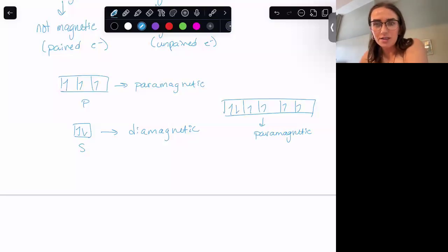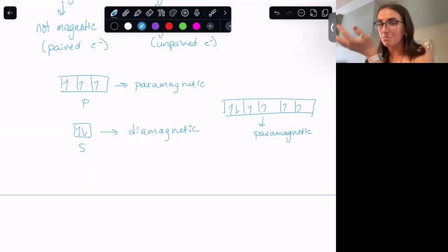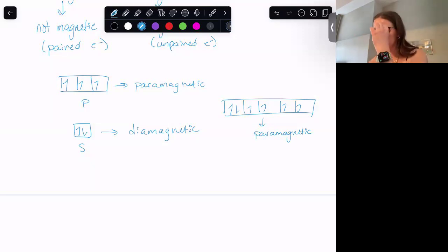Anytime you have unpaired electrons, it will be slightly paramagnetic. It just depends on the extent of paramagneticity, if that's a word. If it has 5 unpaired electrons, that's going to be more paramagnetic than if it only has 4. And if it only has 3, then it's going to be less paramagnetic. So if you see any sort of unpaired electrons, it will be paramagnetic. It's just to what extent. So the more unpaired electrons you have, the more paramagnetic. The more paired electrons, the less paramagnetic, and the more diamagnetic.